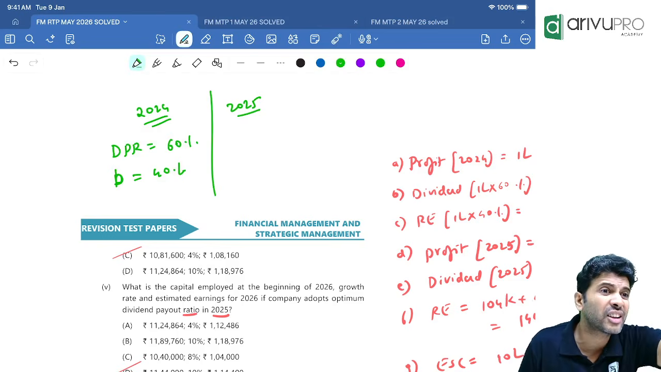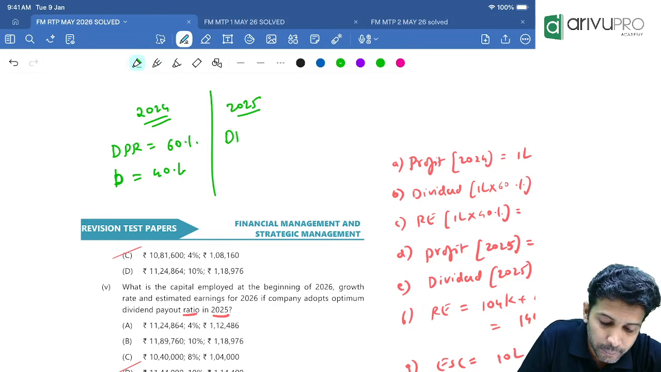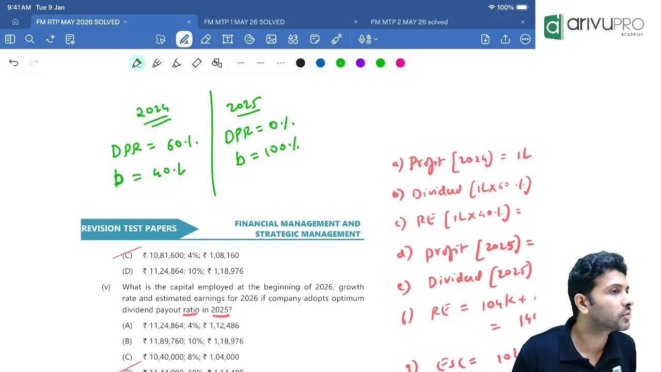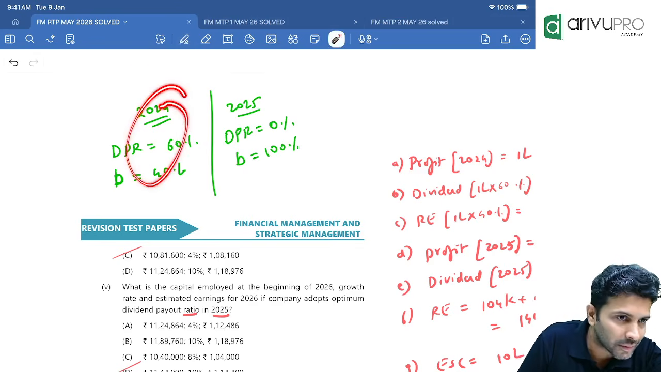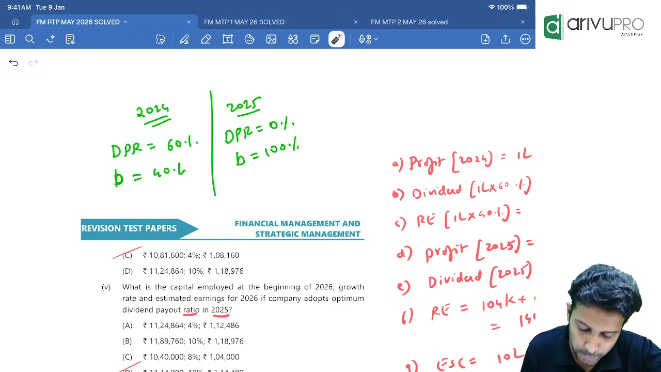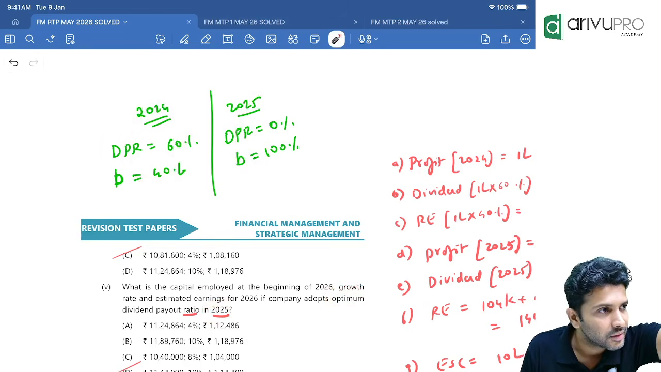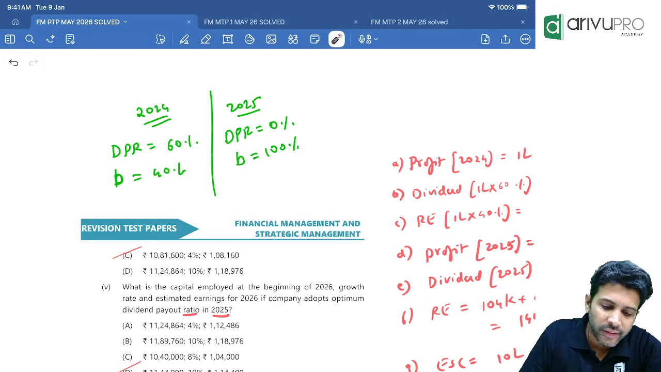We already know R is greater than cost of equity. When R is greater than cost of equity, dividend payout ratio should be 0%. And therefore, retention ratio should be 100%. This is what company is following. Correct? First year, May 2024, May they followed normal dividend policy. Optimum dividend policy, company applied only in 2025. Easy. Understood this question. Everybody good?